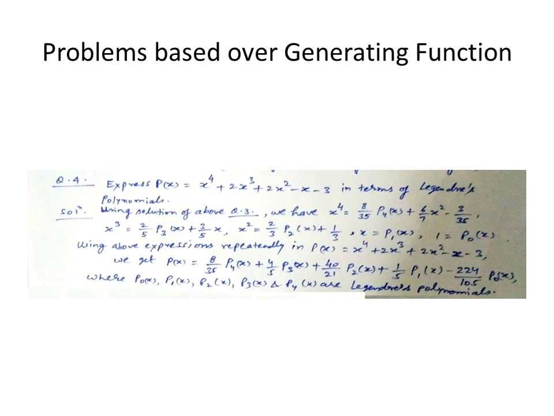Question number 4, where we have to express a function of x, say p(x), which is given as p(x) equals x power 4 plus 2x cube plus 2x square minus x minus 3. And we have to express it in terms of Legendre polynomials. Dear students, Legendre polynomials, which I told you in the solution of the previous question, question number 3, that P0(x), P1(x), P2(x), etc. were Legendre polynomials. So we have to express p(x) in terms of P0(x), P1(x), P2(x), etc.